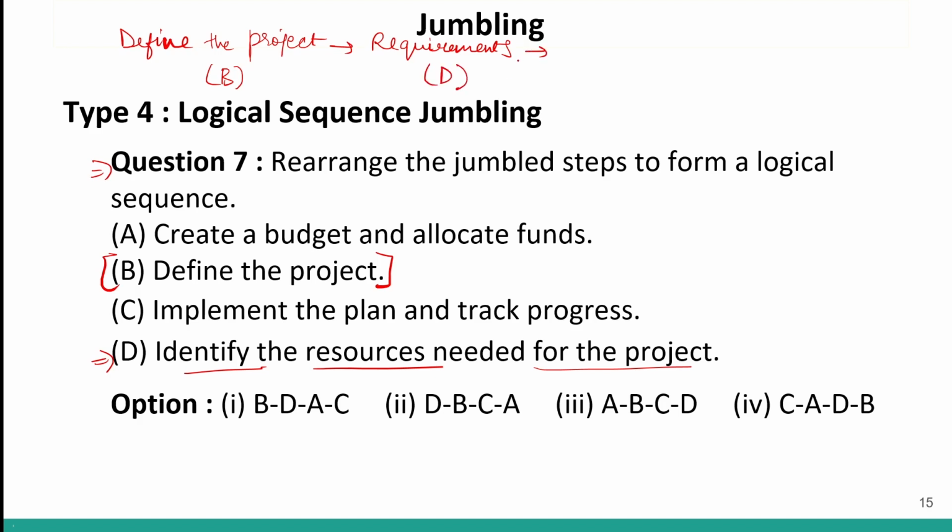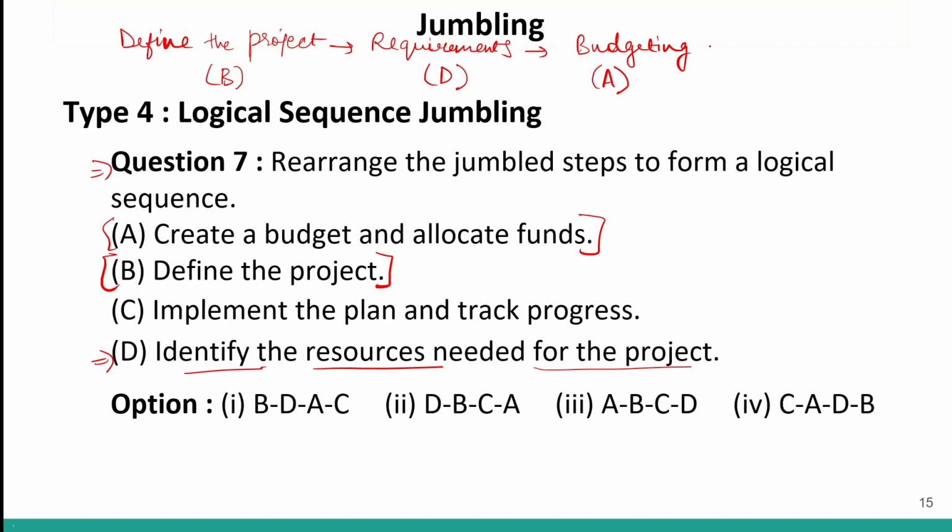Once I know what are my requirements, I'll create a budget and I will allocate funds. So my next step will be budgeting. Once I know that this is required, I will allocate funds accordingly. So my next step would be to create a budget and allocate funds, A.